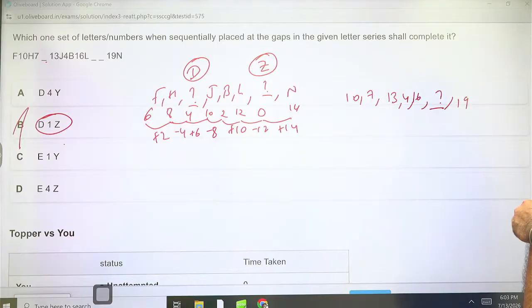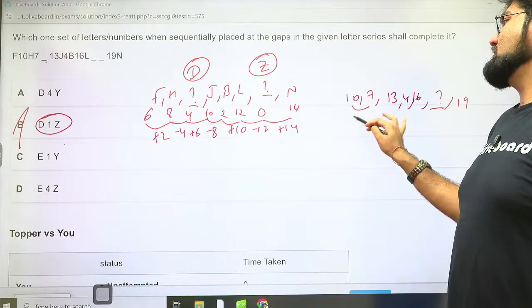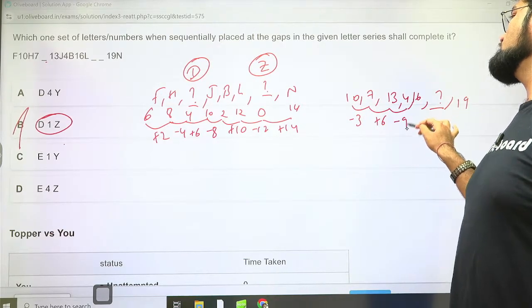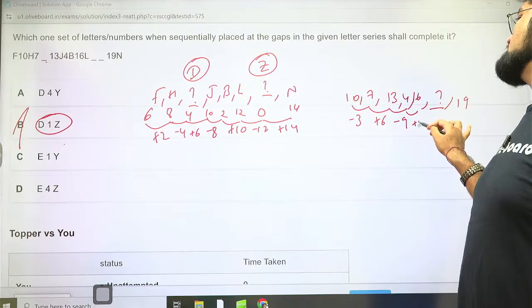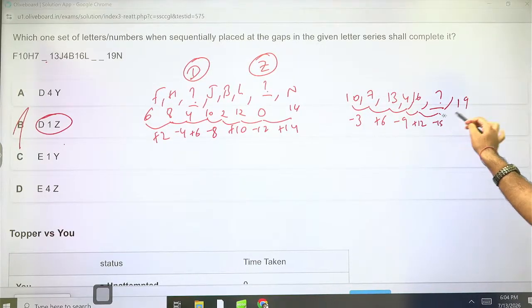Of course, this is something which you will not realize in the exam, right? Even I did not when I first looked at the question. So ideally, you should be dropping this, okay? What about the numbers? So 10 minus 3 is 7. 7 plus 6 is 13. 13 minus 9 is 4. 4 plus 12 is 16. So these are multiples of 3. Okay. So minus 15 and plus 18 is going to be my answer.